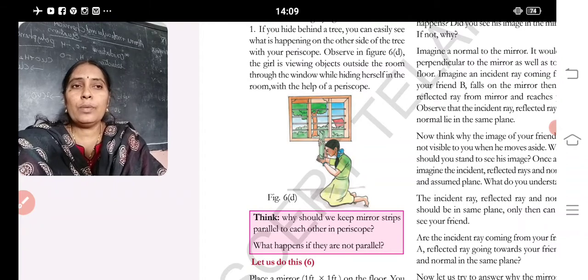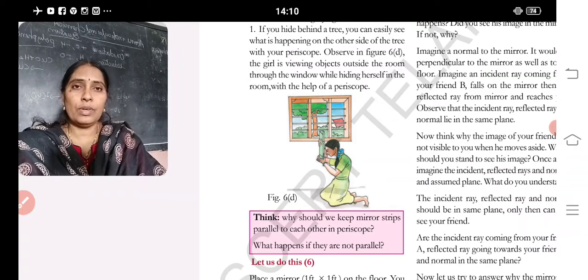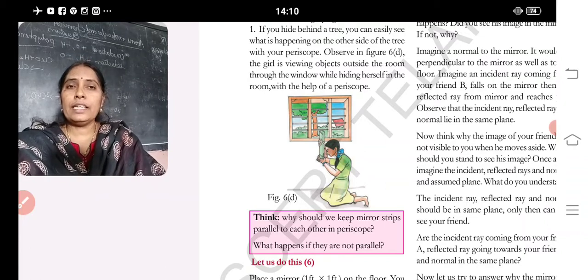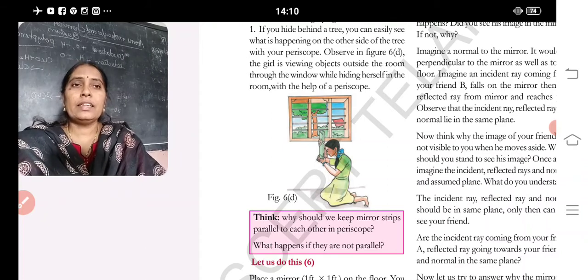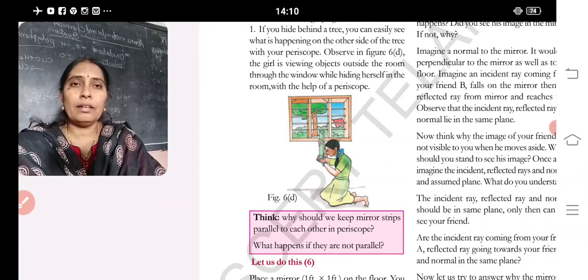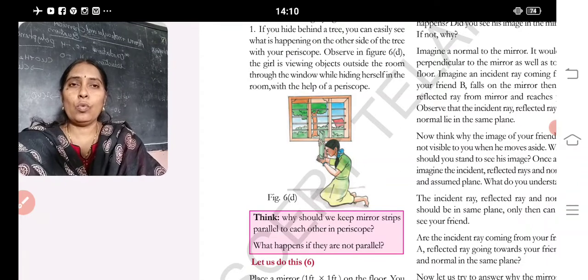Why should we keep mirror strips parallel to each other? To get parallel images. The principle of reflection is used. Whatever light falls on the first strip, it reflects and falls on the second, and easily we can see the image clearly. What will happen if they are not parallel? We may not get a clear image. So in this way you can make your own periscope.